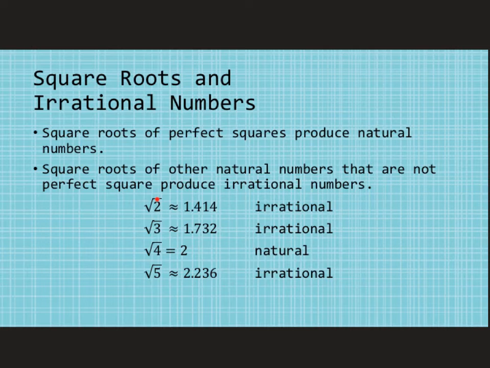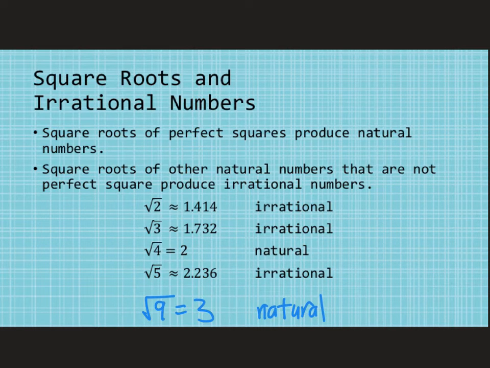So the square root of 2 is irrational, the square root of 3 is irrational, 4 is a perfect square. The square root of 5 is irrational. So if we wanted to get to our next perfect square, we'd have to go to the square root of 9, which is 3, and that's going to be my next natural number.